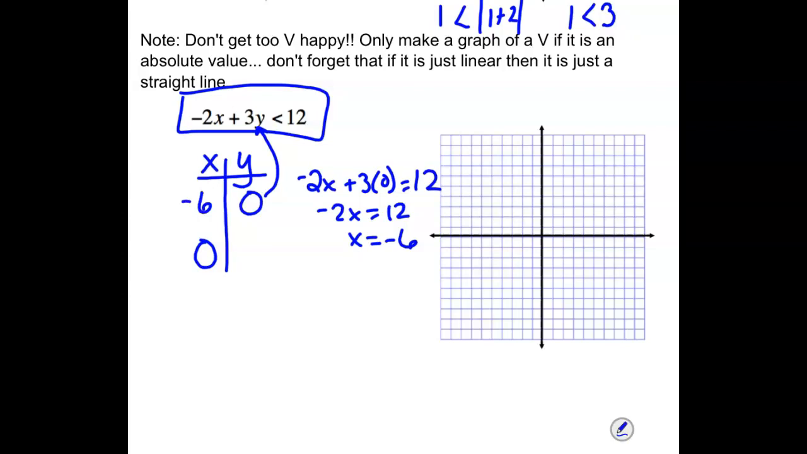If we put a 0 in for x, this drops out. We've got 3y equaling 12. Y would have to be a 4. So we're going to plot those points: -6, 0, and 0, 4. And then because there's no equal sign with my inequality, I'm going to make this a dotted line.